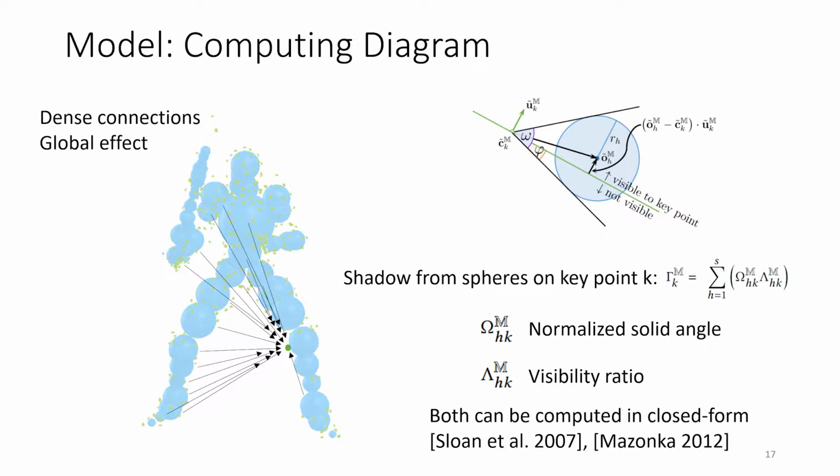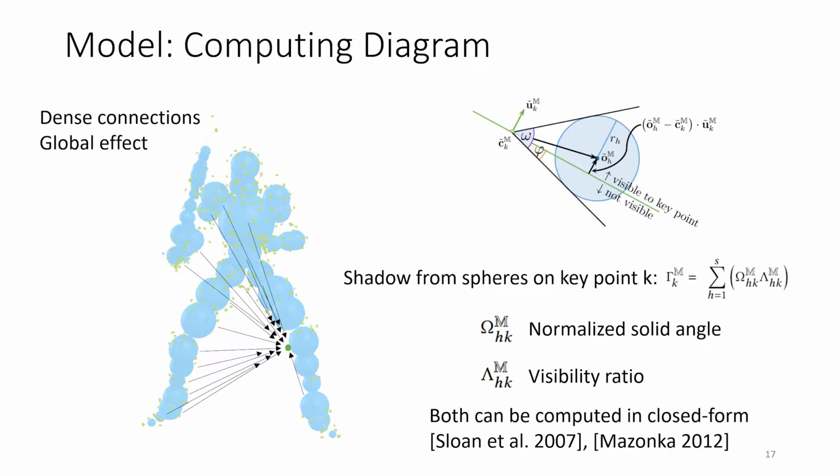The shadow from any given sphere onto any given key point is the product of the solid angle of that sphere and a front-back visibility function. For a point with a normal, the visibility function, or the visibility ratio, is defined as the ratio of the sphere that's visible inside of the hemisphere of that key point as defined by its normal.